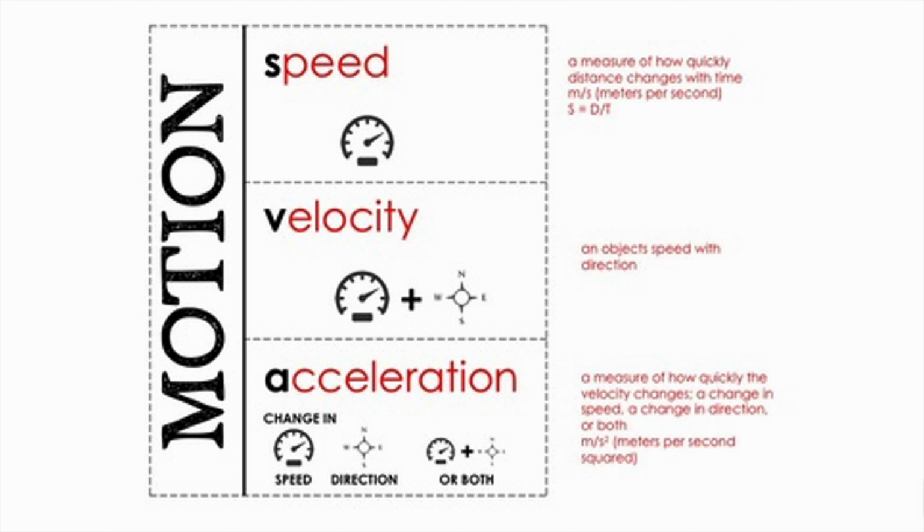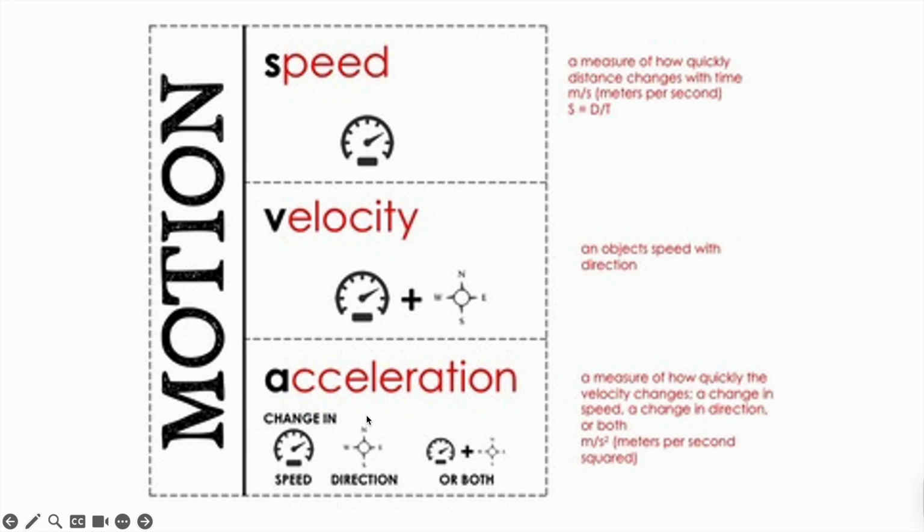Velocity is when you combine your speed with direction. So if you've ever heard of a police chase, you'll hear that the police is saying the suspect is moving 60 miles per hour east, or the suspect is moving 60 miles per hour north. That is velocity. That's telling you the speed and the direction.